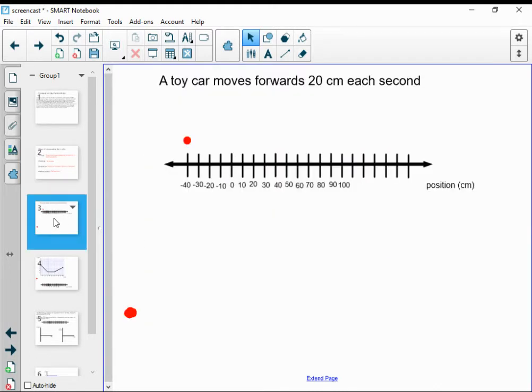But a motion map. Let's imagine that I have a toy car that moves forwards 20 centimeters each second. And let's say that it drips oil. Just bear with me. The car drips one drop of oil onto the ground every single second. So if you looked after the car had driven across the tabletop, then we would see those little droplets of oil, and they would show places where the car has been. I'm just going to make a dot to represent where the car was when it dropped its little droplet of oil. I have a number line representing position in centimeters.